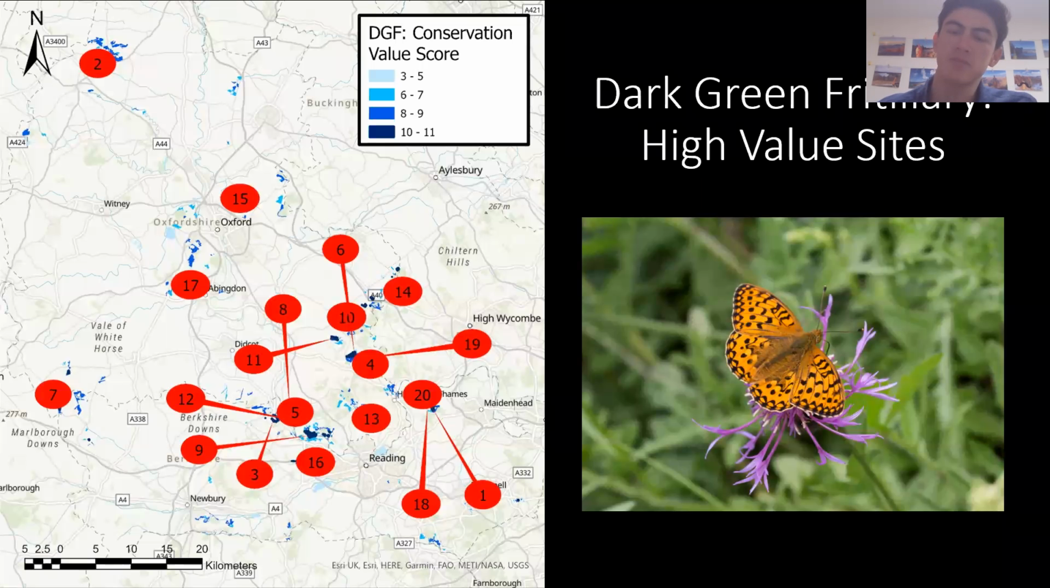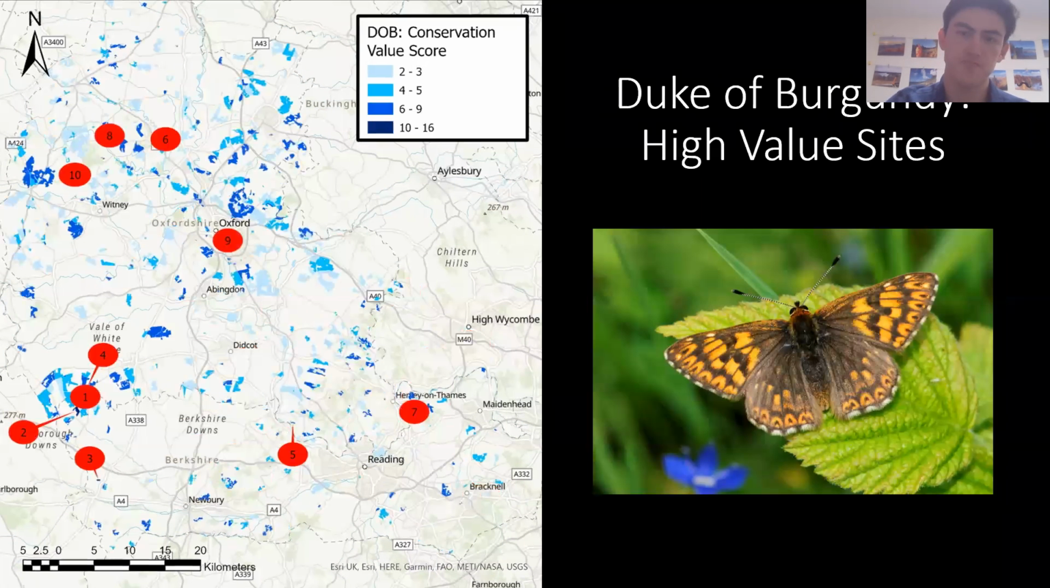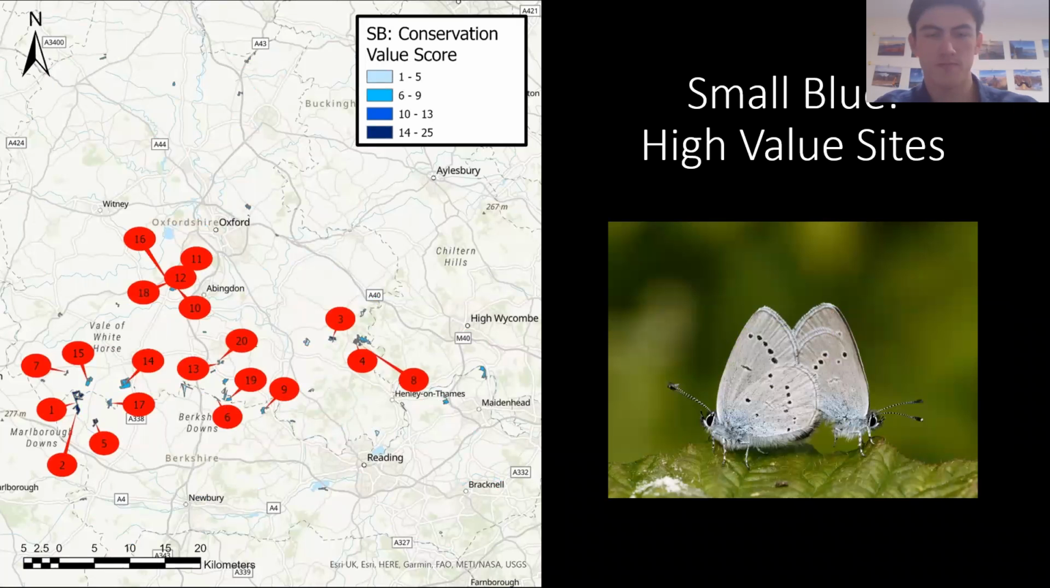And this is how that same table looks on a map. So what you can see here is that the high value sites are somewhat spread out across Oxfordshire and Berkshire. And I was able to apply the same methodology to produce a similar map for the other species I studied, which were the Duke of Burgundy and the small blue.